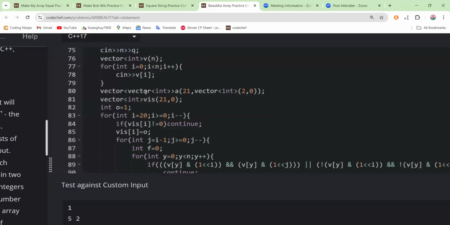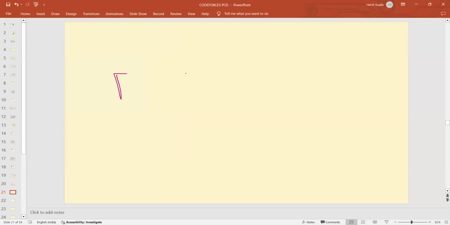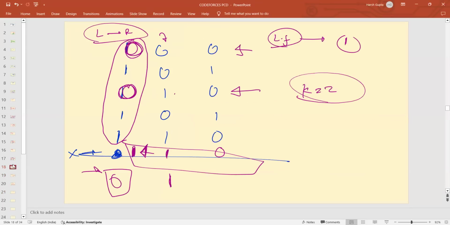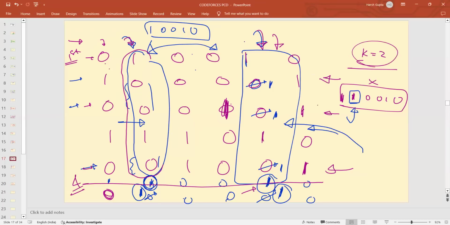The next thing I constructed is a vector int visited of size 21, initialized to 0. So this is bit 0, 1, 2, 3, 4, 5. What we discussed is that we need to keep a check on which bits have the same configuration, something like 1 0 0 1 0 1 0 0 1 0. We need to keep a check of that.